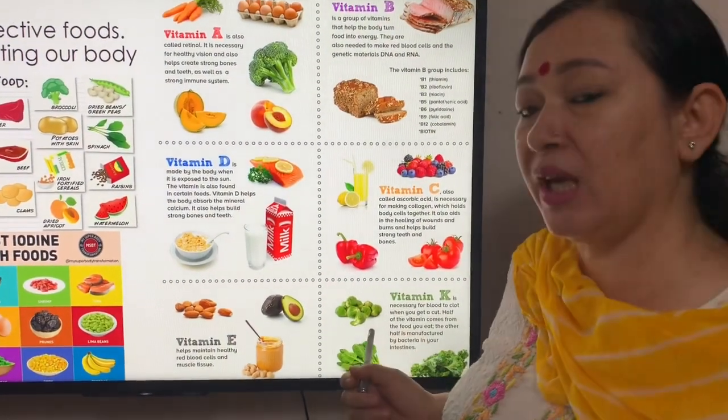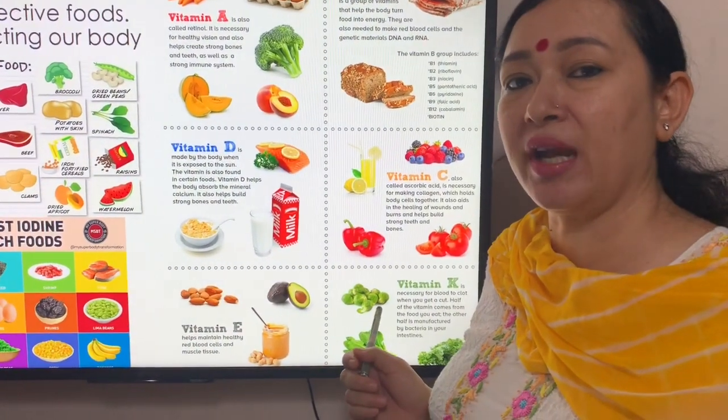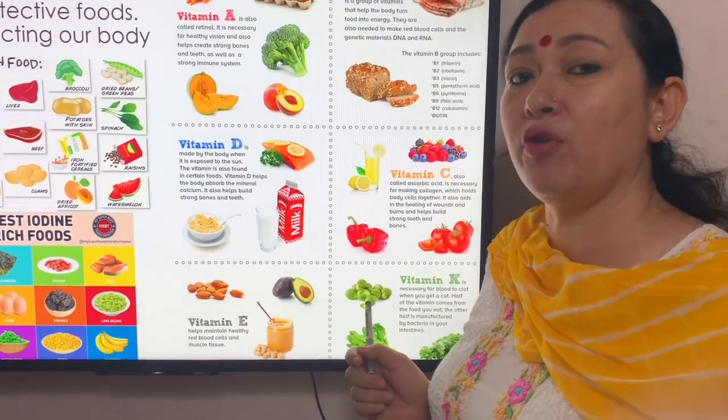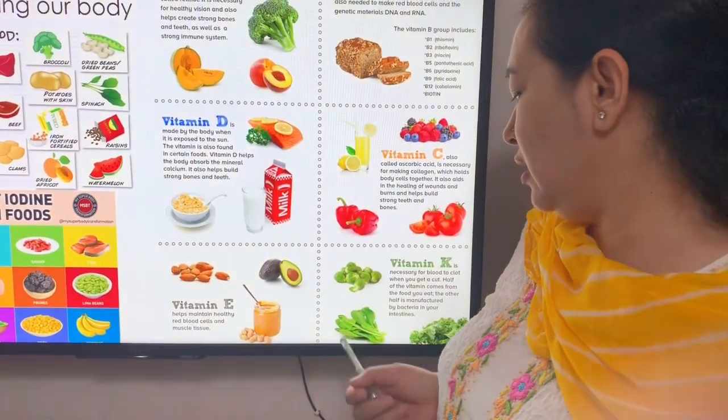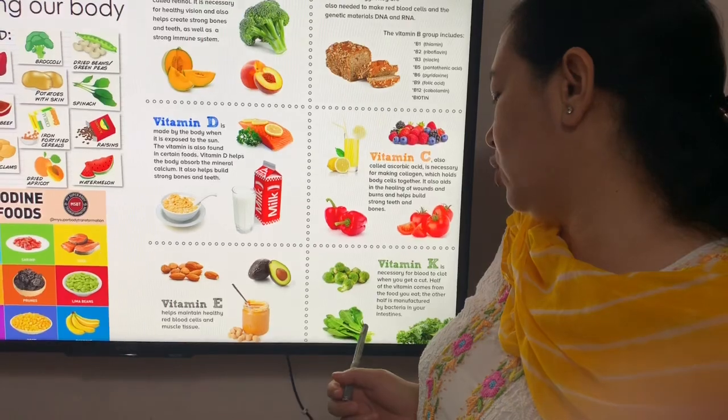Then we have vitamin K. Vitamin K is another important category of vitamins which is very important for clotting of your blood. And you can find this in green vegetables mostly.